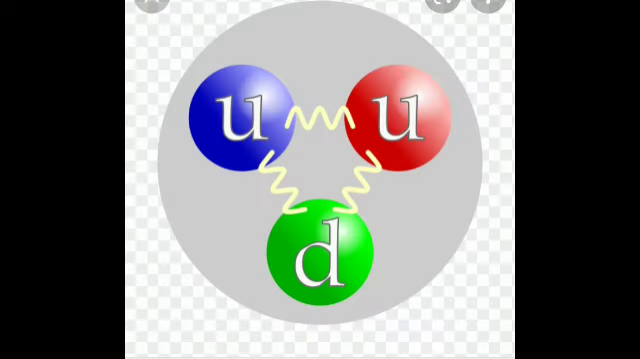Next, the inner parts of nucleons. According to the quark model, a proton is made up of two up quarks and one down quark, and a neutron is made up of one up quark and two down quarks. Here quark means very small particles.